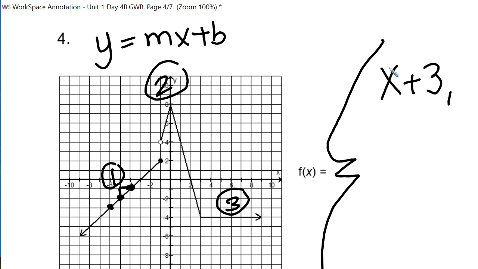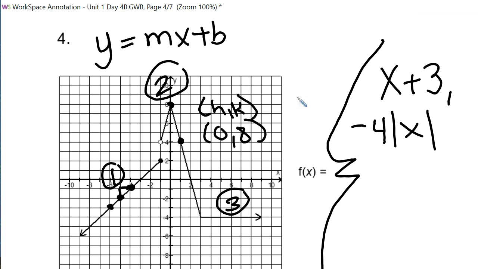Segment 2 is what type of function? Absolute value. So here is a point. What is the a value? Negative 4. And what was h, k? 0, 8. So what do I put for x minus 8? Just x. Don't put the minus 0. And for the plus k?